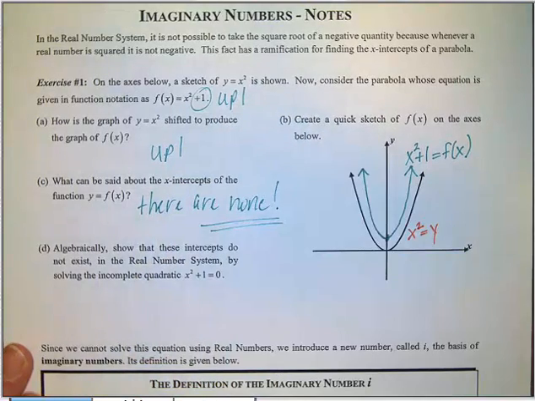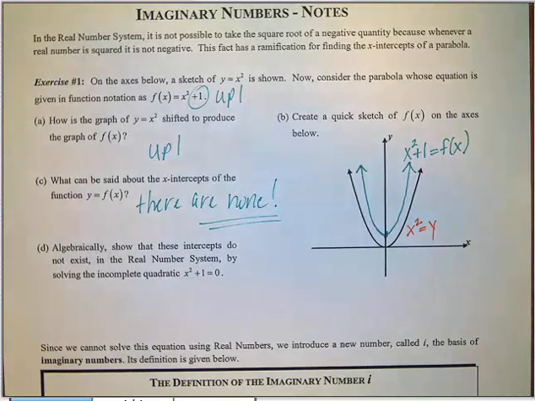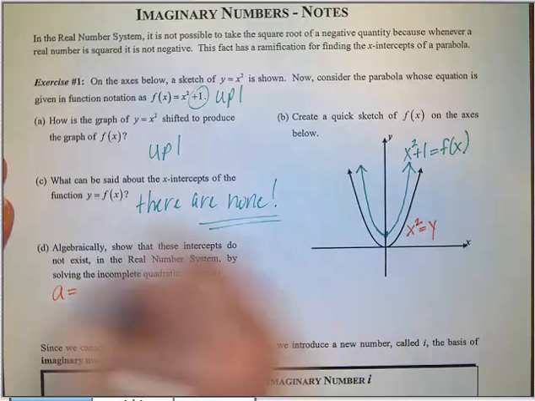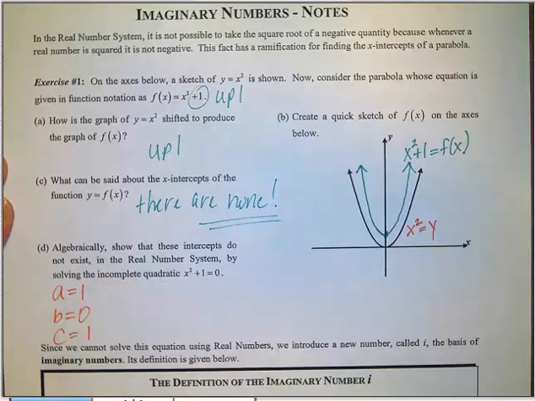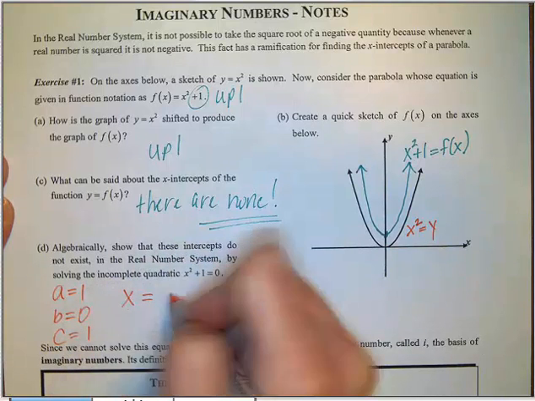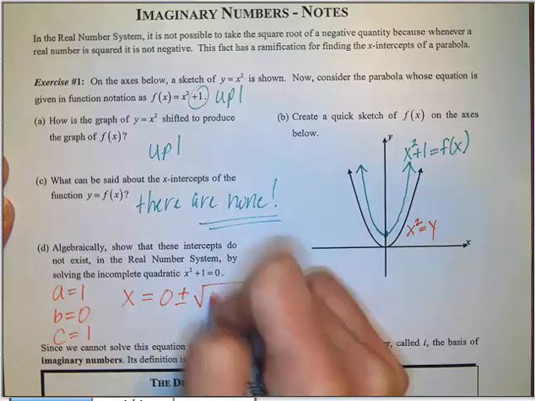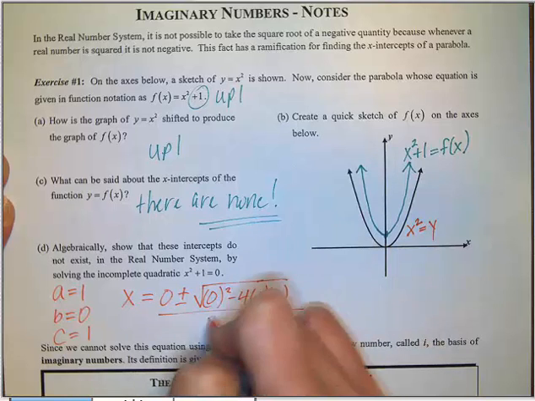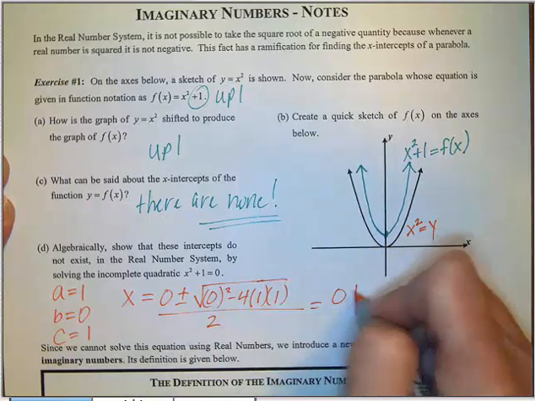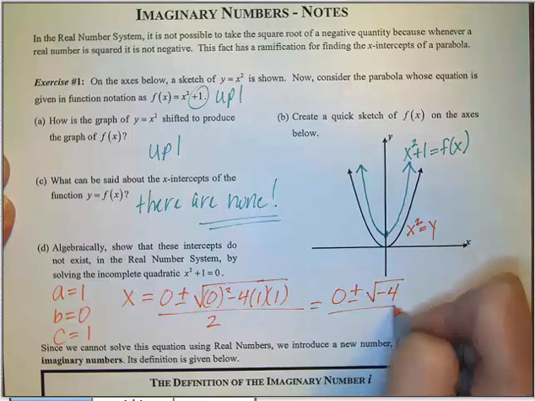So they want us to algebraically show that these intercepts do not exist in the real number system by solving the incomplete quadratic. So let's do this by quadratic formula. So a equals 1, b equals 0, we don't have a b term, c equals 1. So x equals negative b plus or minus the square root of b squared minus 4 times a times c, all over 2a. So we have 0 plus or minus the square root of negative 4 over 2.